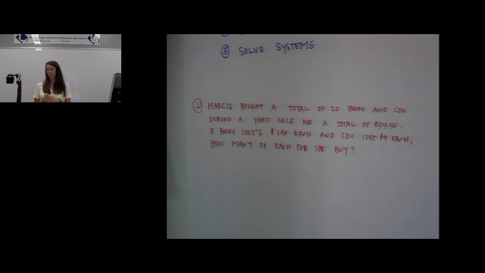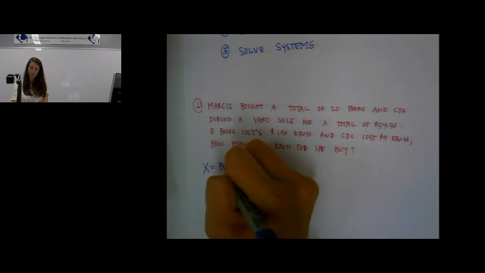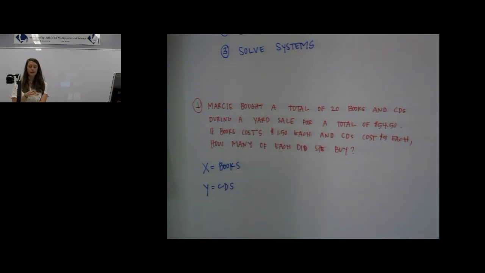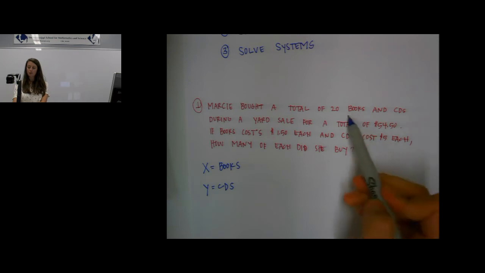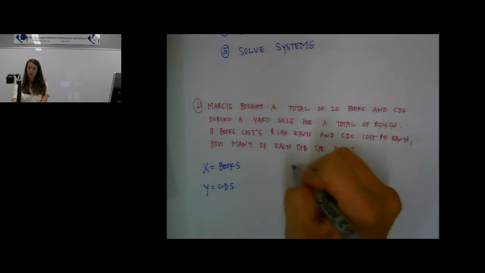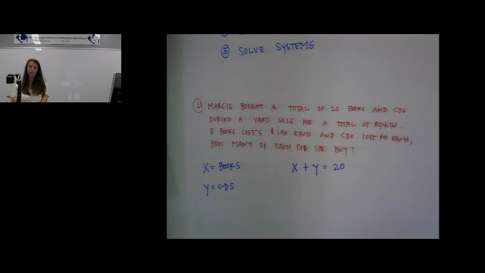So take a minute. What I'm going to do is let X be my books, and Y is going to represent my CDs, because I'm buying two things. I have books and I have CDs. Well, I already have two equations set up. So my books plus my CDs are going to be a total of 20. So X plus Y is going to be 20. That's how many I'm going to have, right?